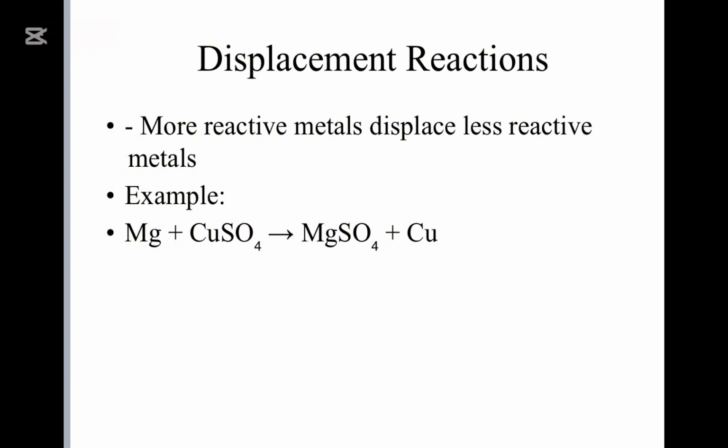Example, let's assume magnesium reacts with copper(II) sulfate. When magnesium reacts with copper(II) sulfate, magnesium is way higher than copper in the reactivity series. If you look at the table earlier, this shows that magnesium will tend to displace copper from copper(II) sulfate, forming magnesium sulfate and depositing copper metal. So that's the displacement reaction, and we should take note of that.